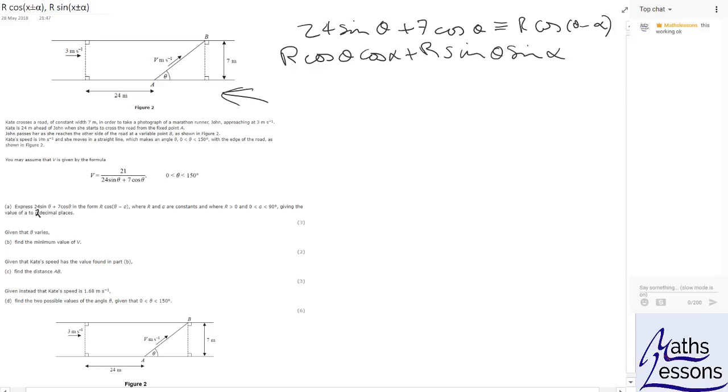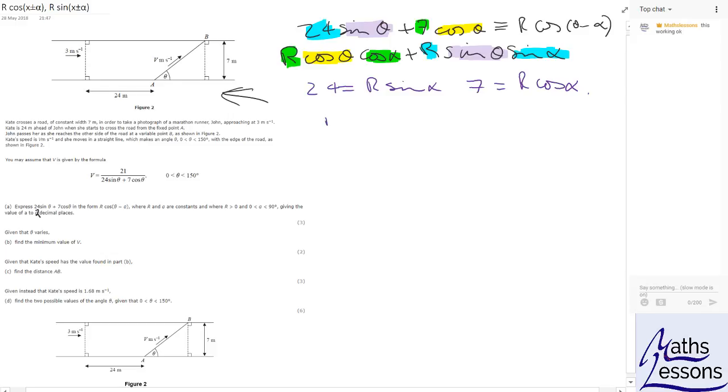And the trick to this is always to make sure you match the right things up. So I've got my cos theta here, and I've got cos theta here. So the 7 will be equal to r cos alpha. If you always write them out like this and match them up properly, you shouldn't have any problems with this question. So the sine thetas match up there. Therefore the 24 will equal r sine alpha. And I can write these two out. So I know that 24 will equal r sine alpha, and I know that 7 will equal r cos alpha.